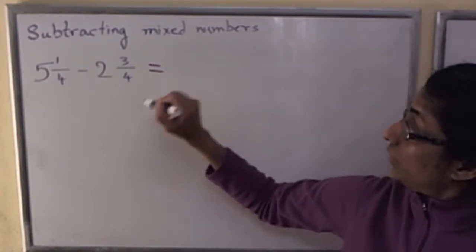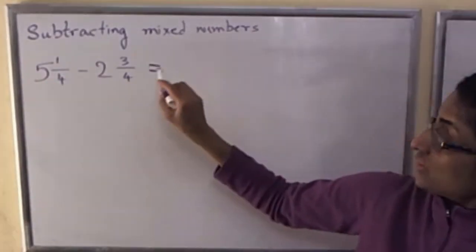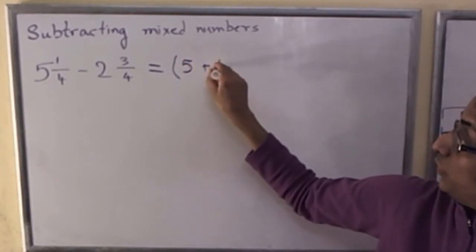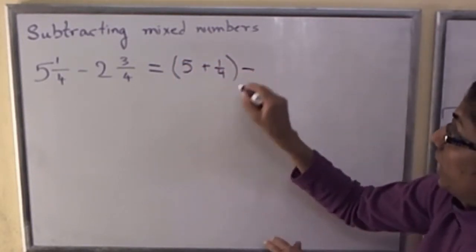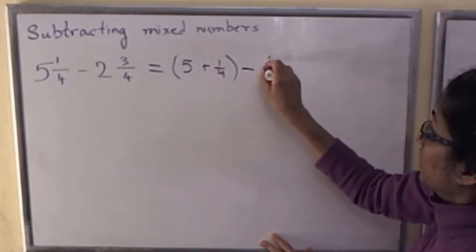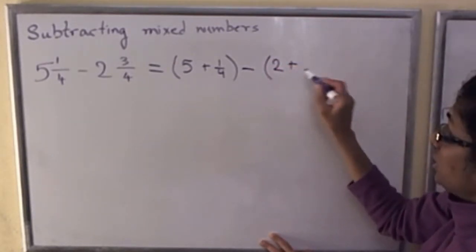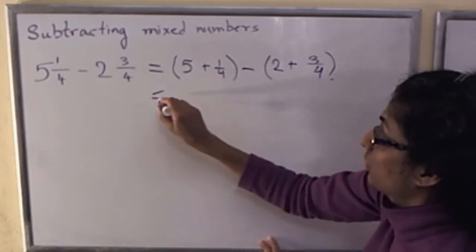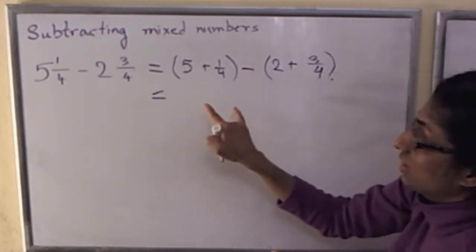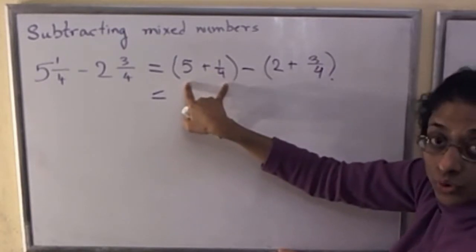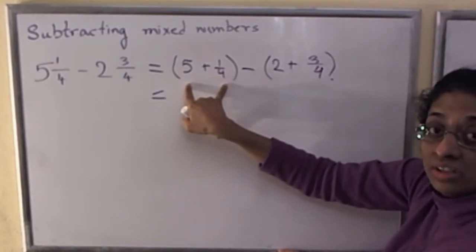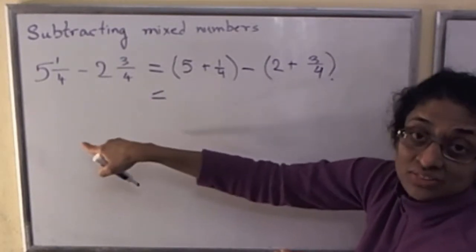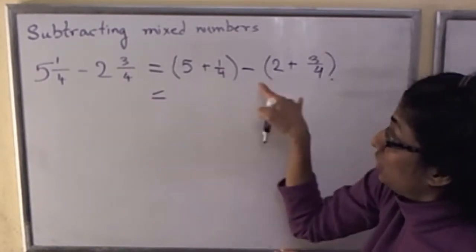So 5 1/4, that's a mixed number, and that's simply a shorthand notation for 5 plus 1/4. Minus 2 3/4 is really a shorthand notation for 2 plus 3/4. Okay. Visually, we explained subtraction really means taking a segment of length 5 1/4 and from that removing a segment of length 2 3/4, and then the remaining segment would have this length.